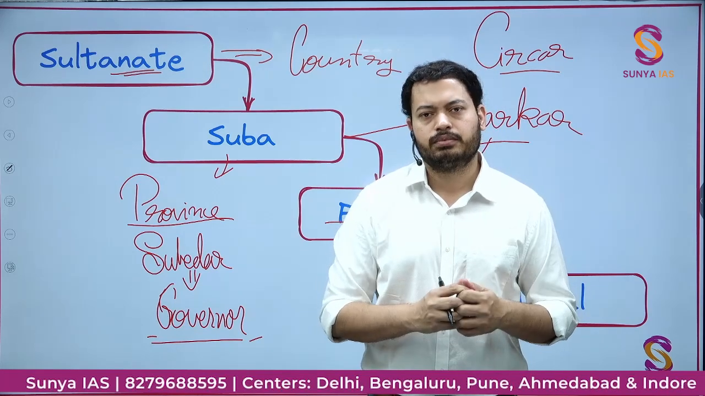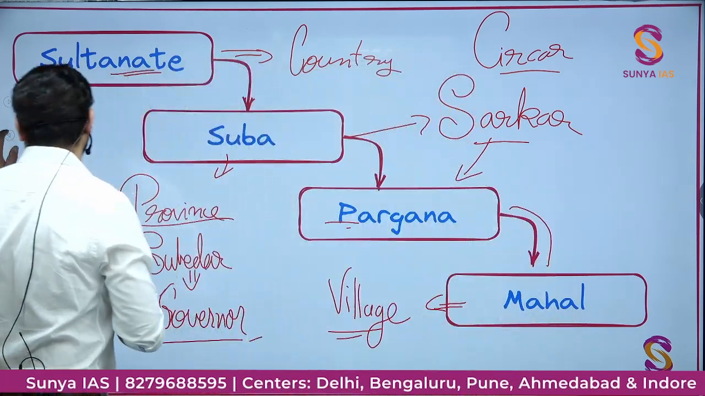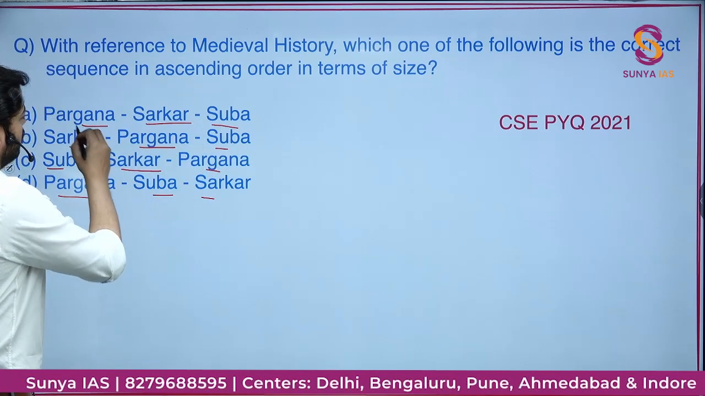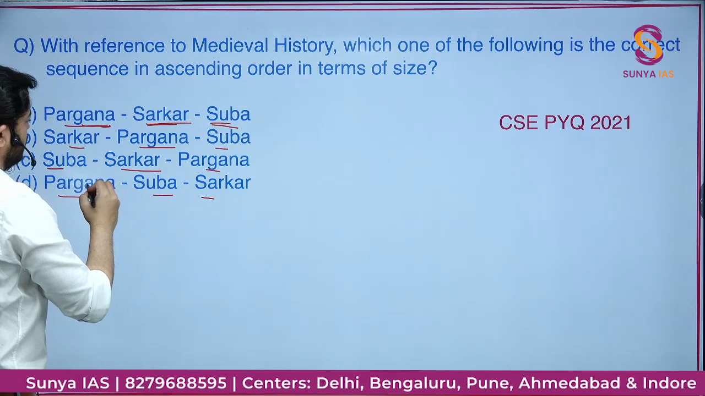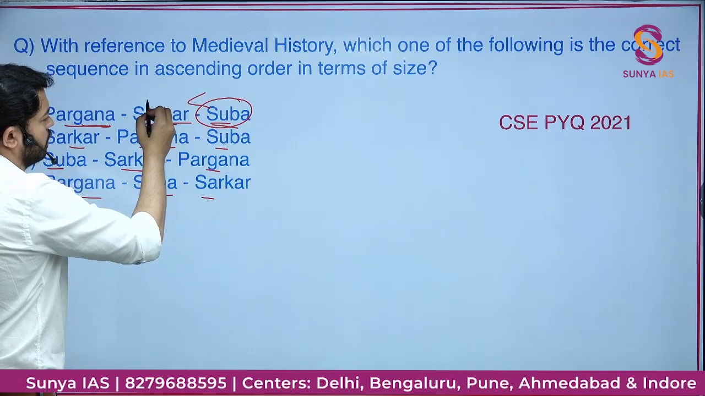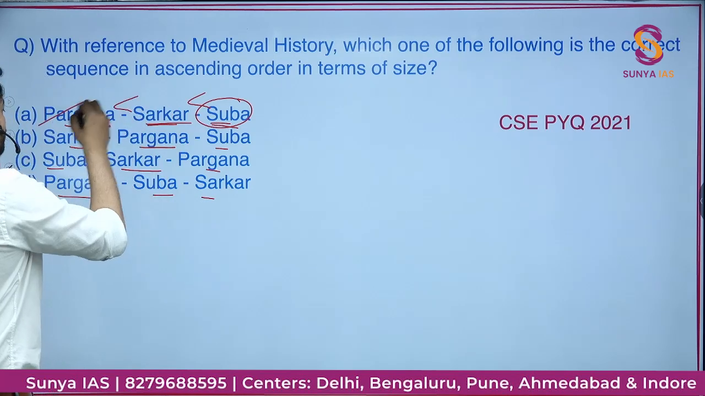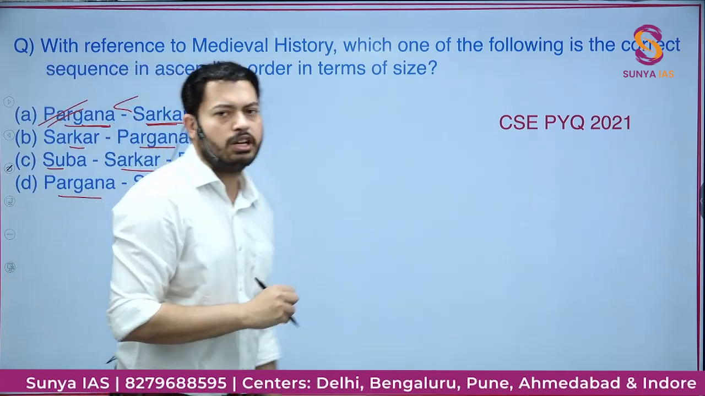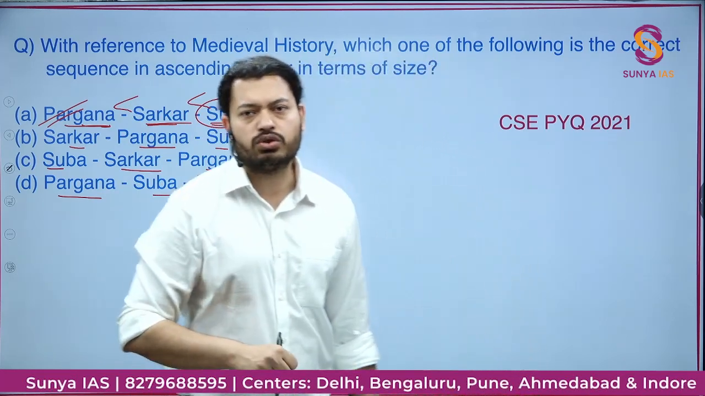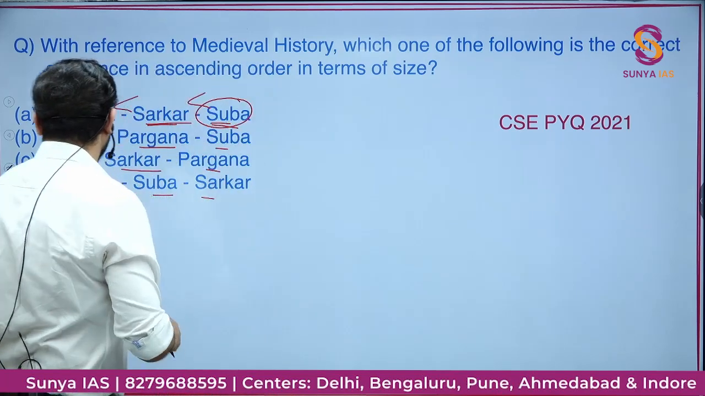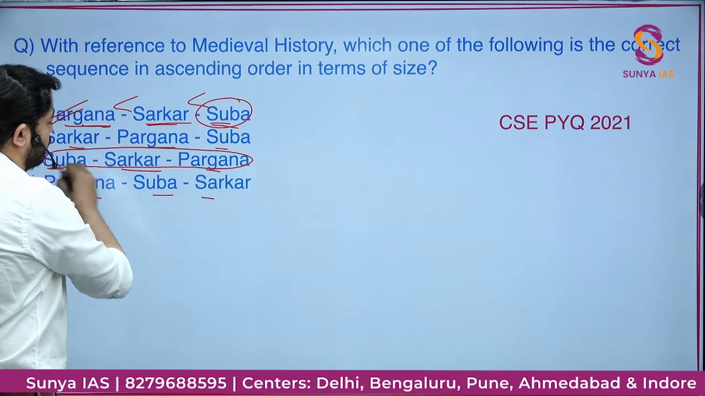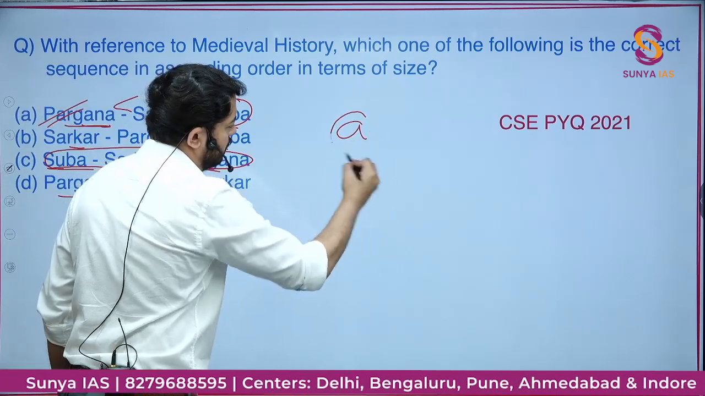If you knew this, you would have very easily answered that Pargana is there, Sarkar is there, Suba is there. So the Suba is bigger than Sarkar and Sarkar is bigger than Pargana. The very first option is correct because the question demands you put it in ascending order. If the question had asked you to do it in descending order, the answer would have been Suba, Sarkar and Pargana. But right now the answer is A.